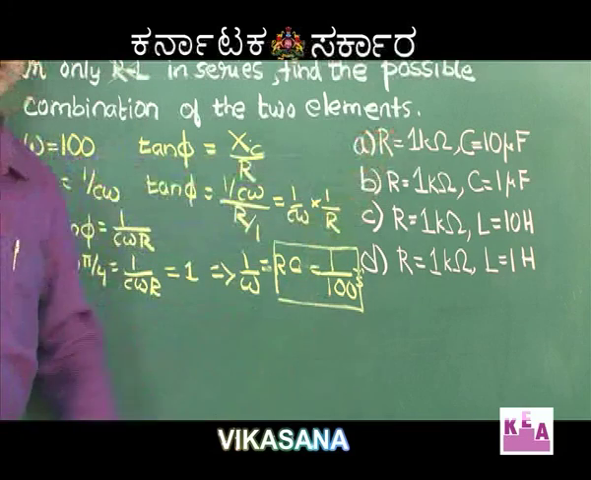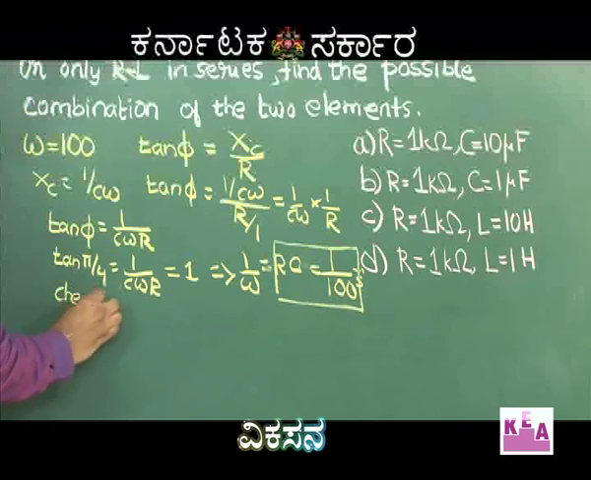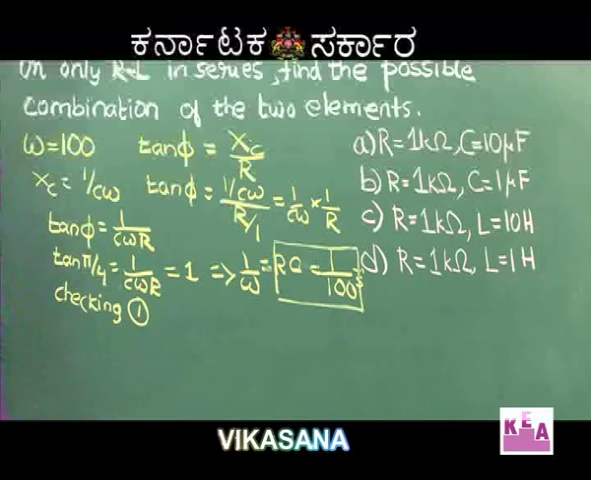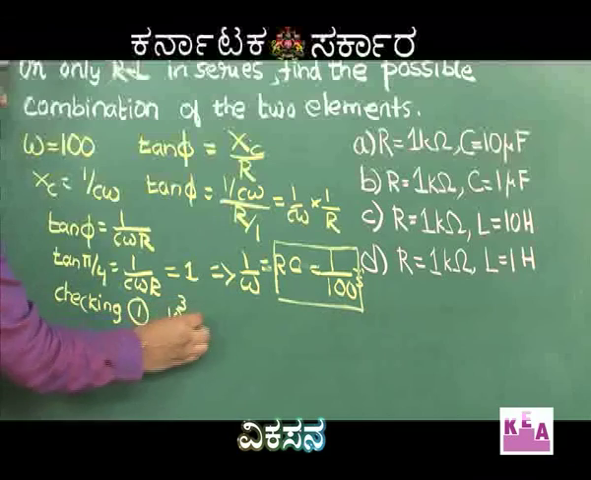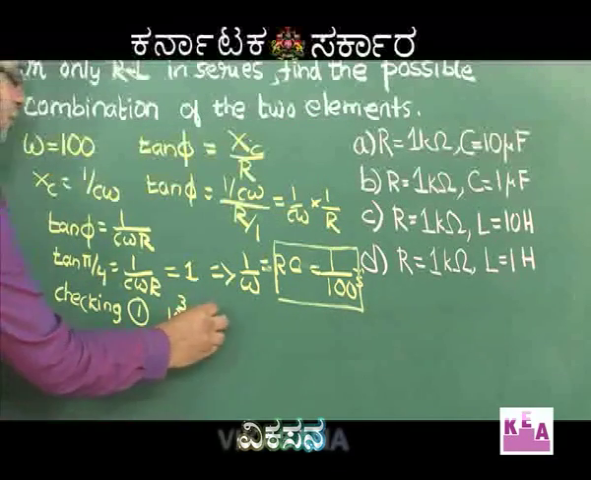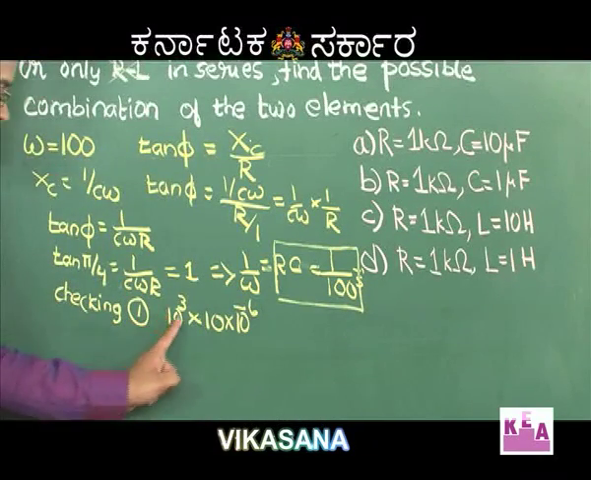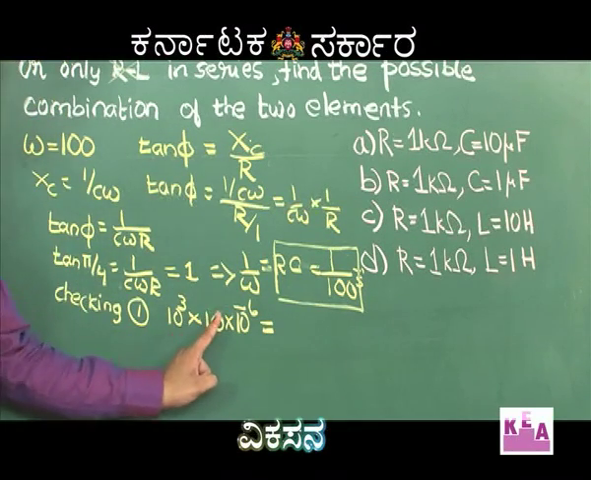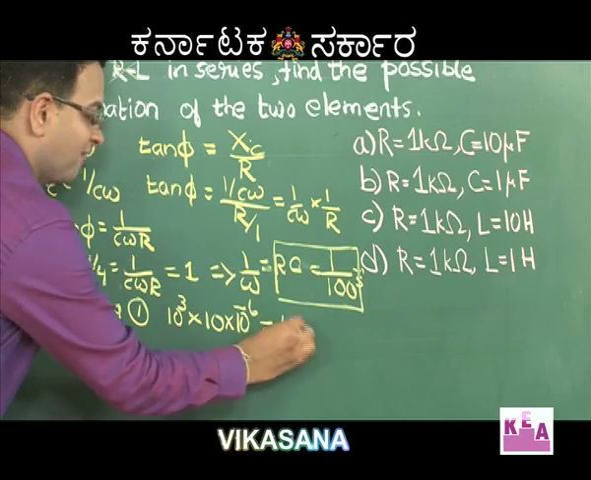Now, R value is 1 kilo ohm. Let us substitute. Let's check the first option. R is 1 kilo ohm. 1 kilo ohm is nothing but 10 to the power 3 ohms. Then multiplied by C, which is 10 microfarad. 10 into micro is 10 power minus 6. So, we have done R into C. Now, if you observe here, 10 power 3 into 10 is 10 power 4. 10 power 4 into 10 power minus 6 is in fact 10 power minus 2.